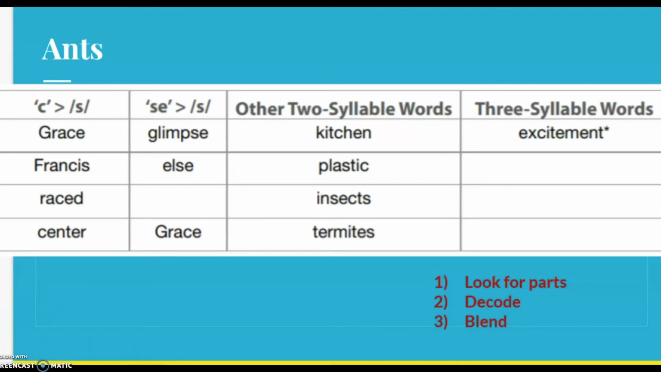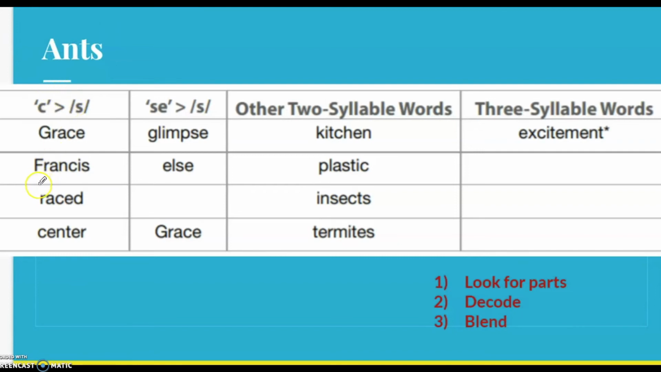Today we get to read about ants, and we are trying to figure out why Grace loves ants so much. I wonder why. We're going to preview the words that we're going to see in the video. First, we always look for parts we know. Then we decode, and then we blend. In all of these words, the C makes that S sound.